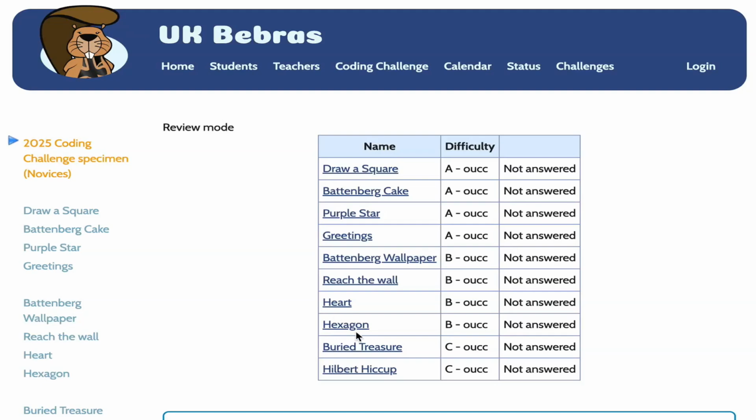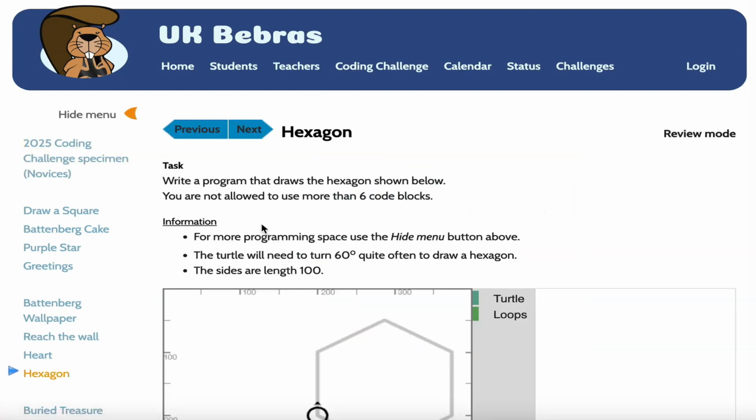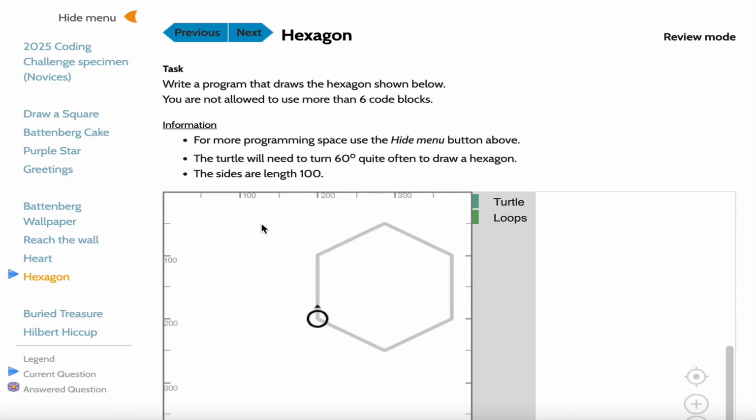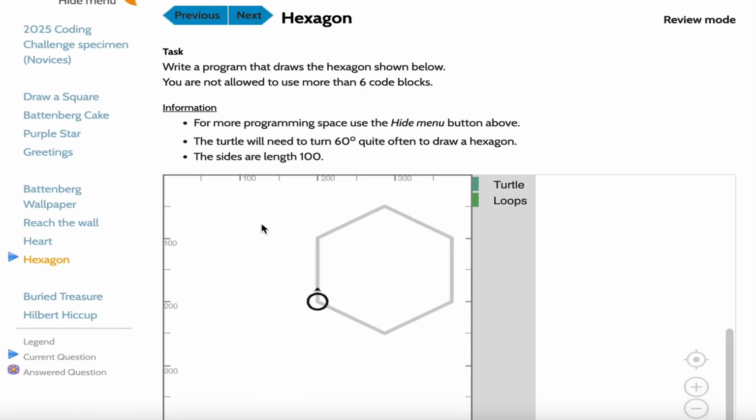Let's look at the hexagon question, which is the final question of category B in terms of difficulty. So in this task, we need to write a program that draws the hexagon shown below. You are not allowed to use more than 6 code blocks.